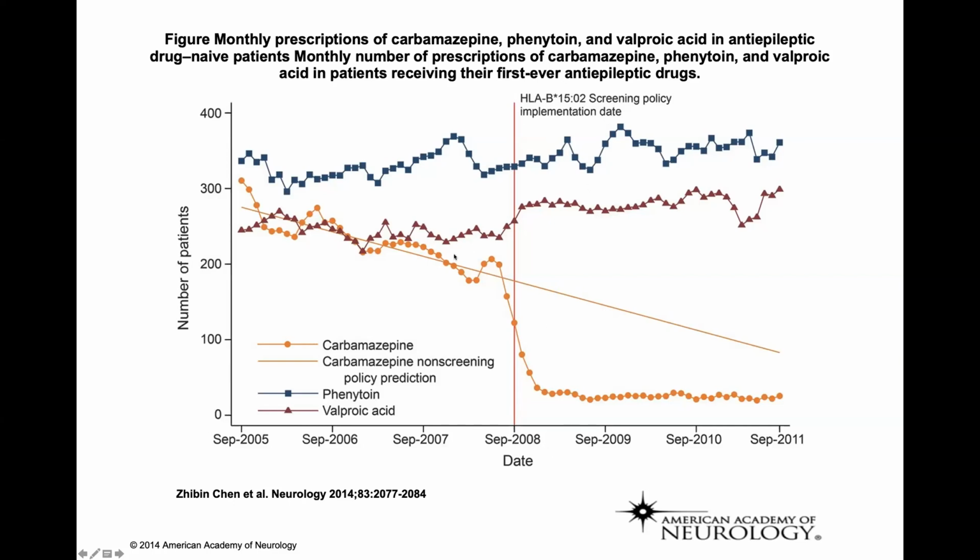So what did neurologists do? They decided that they couldn't be bothered doing genotyping. In orange here are the number of prescriptions for carbamazepine. As soon as September 2008 came, there was a drop in the number of prescriptions for this drug. Instead, physicians started using other drugs that may or may not be as effective. They just couldn't be bothered doing the genotyping because they didn't really understand it that well. So these are some of the challenges that arise from trying to translate what we know theoretically to clinical medicine.